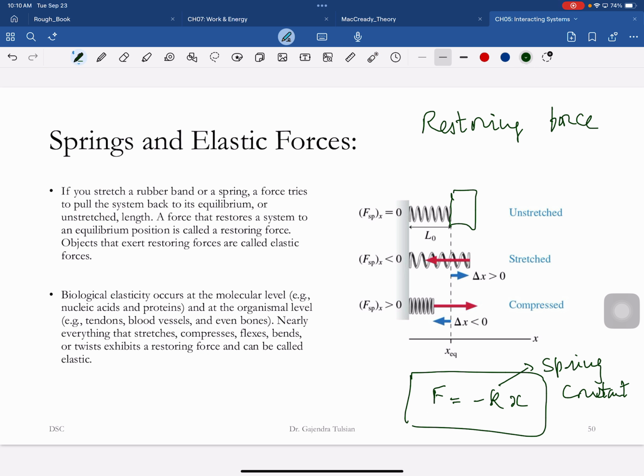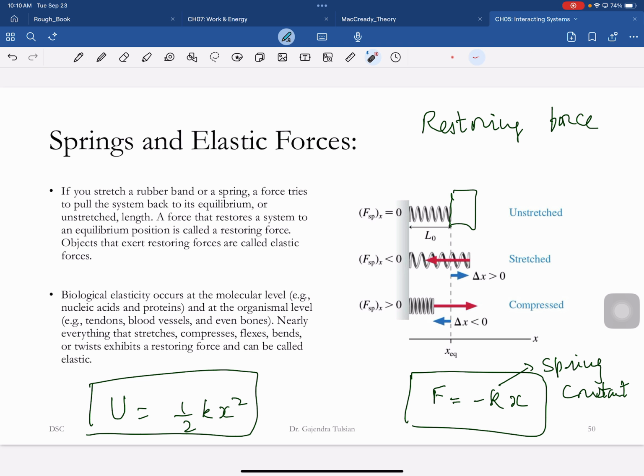And also, if you stretch a spring by X, this is how much energy you store in it. So this is the potential energy. That's how much energy you store in it. So your tendons act like a spring. They have a spring constant. If you stretch the tendon by that amount, that's how much energy you store in the tendons.